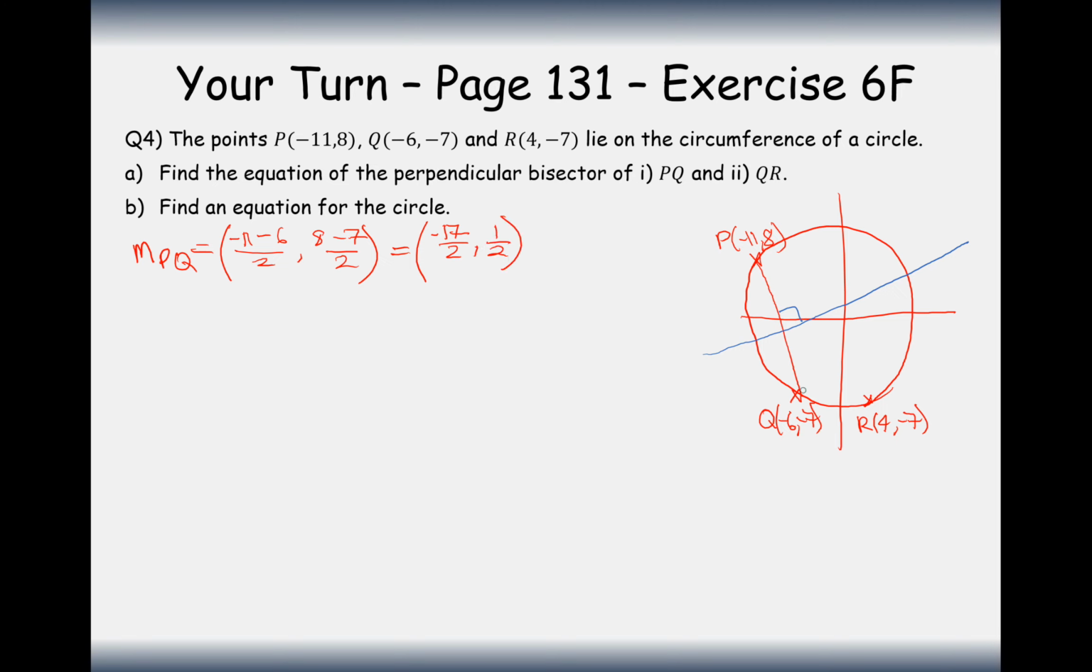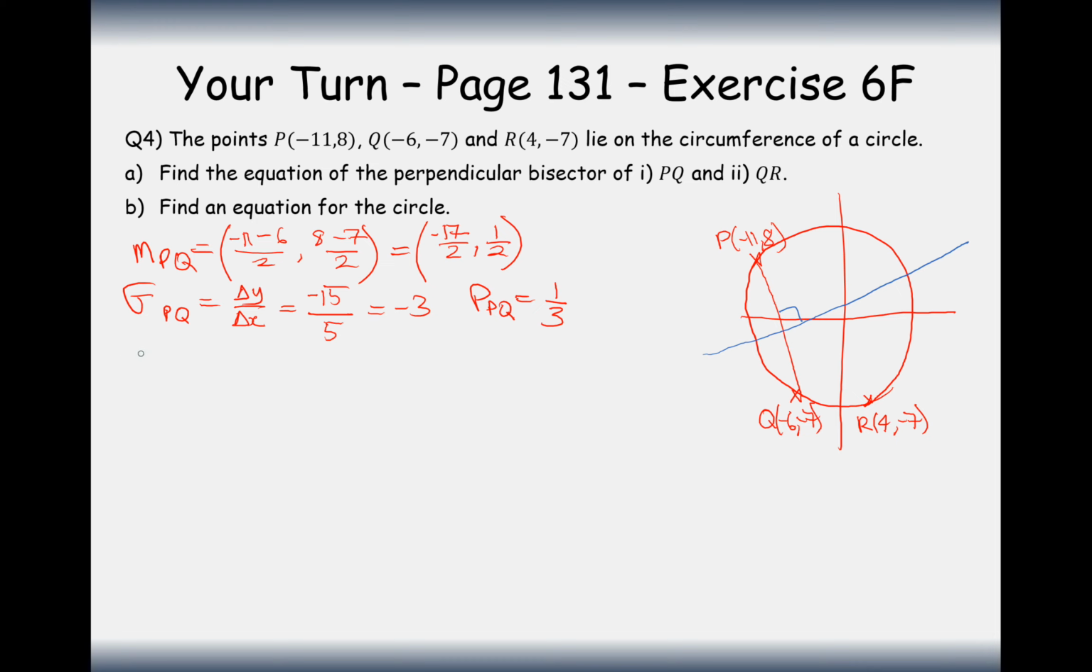The next thing we need is the gradient of P to Q. So that's going to be difference in y over difference in x. The difference in the y coordinate here is going to be from 8 down to -7, so that's a -15 movement. And from -11 up to -6, that's a positive movement of 5. So here we get a gradient of 3, and the perpendicular gradient of the blue line now is going to therefore be a third. And that kind of makes sense. It's kind of flat, positive direction, so a third makes sense to us here.